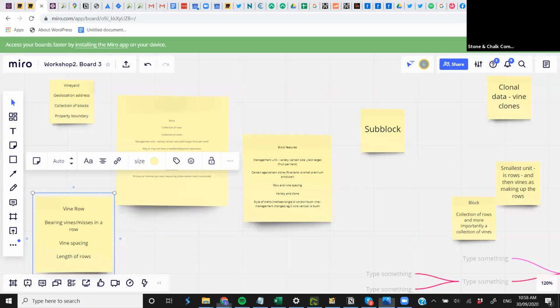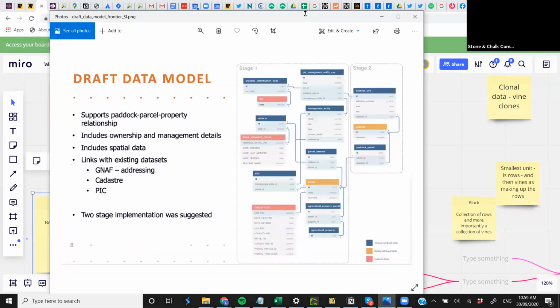So Lachlan, is that flowing out nicely for you as a way to really turn all of this into a nice, clean data model?